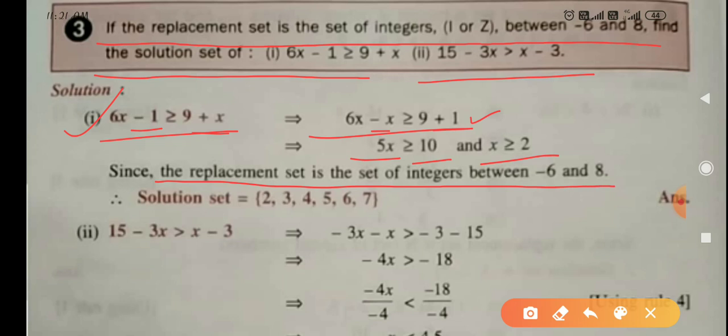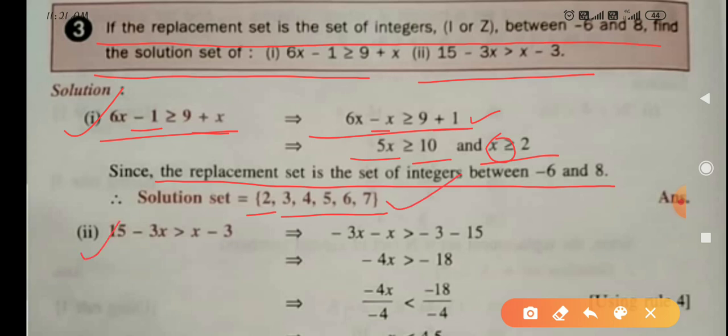So solution set you can make. Greater than 2, 3 is there, and equal to 2 also. You can see this sign. Greater than equal to 2 means 2 will also be included in the solution set. 2, 3, 4, 5, 6, 7. These are the values, not 8, because the values between minus 6 and 8 you have to take. So this is the solution set.